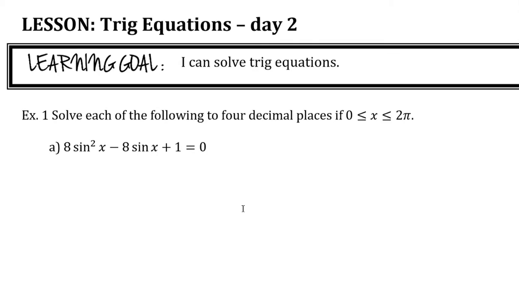Okay, so the instructions say solve each of the following to 4 decimal places when x is between 0 and 2 pi. It doesn't say this, but these are always the instructions. Exact value if possible, otherwise round, in this case again, to 4 decimal places. That's kind of the standard that we use. So what do we do?